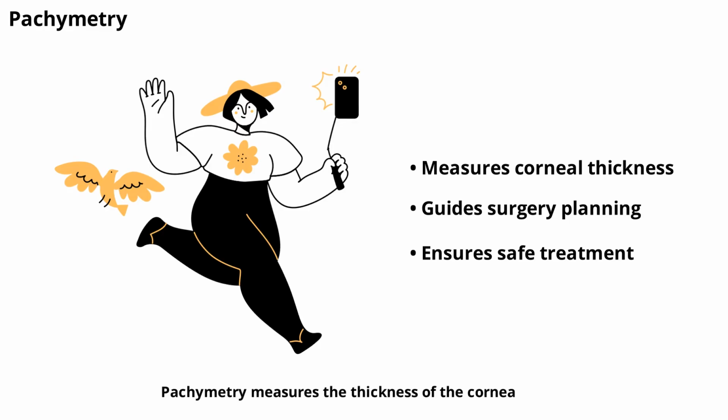Pachymetry measures the thickness of the cornea, which can influence cataract surgery outcomes. The test uses a small probe or imaging device to obtain precise measurements. Knowing corneal thickness helps guide surgical planning and ensures safe and effective treatment. Pachymetry is especially important for patients with corneal disease or those considering advanced surgical techniques.